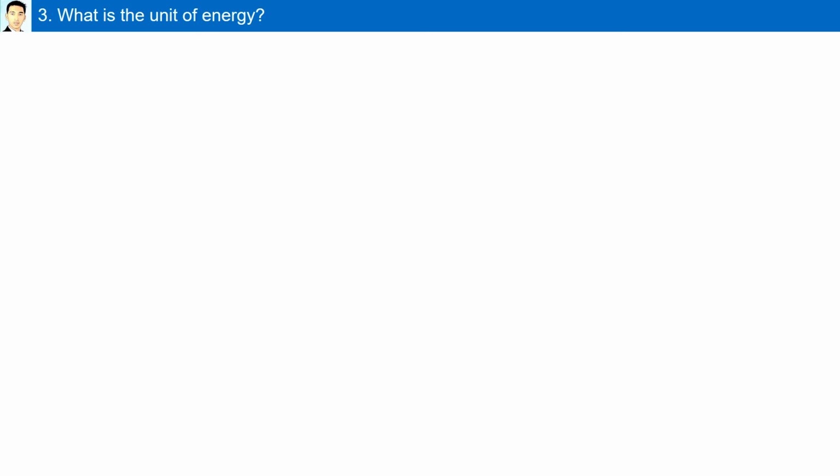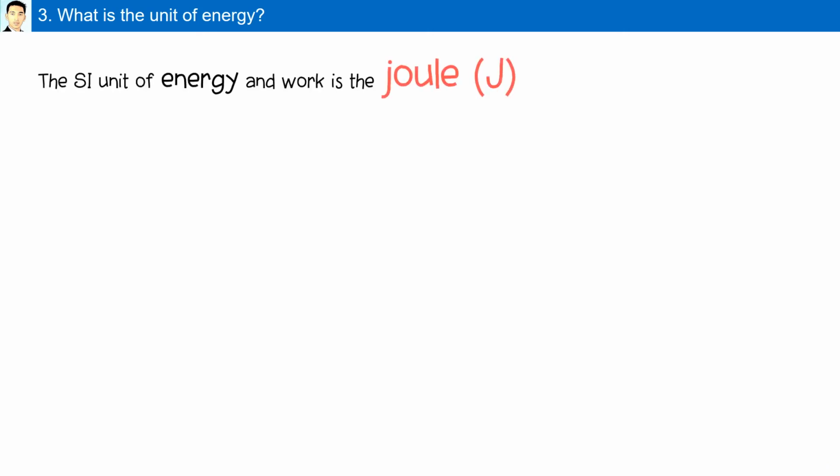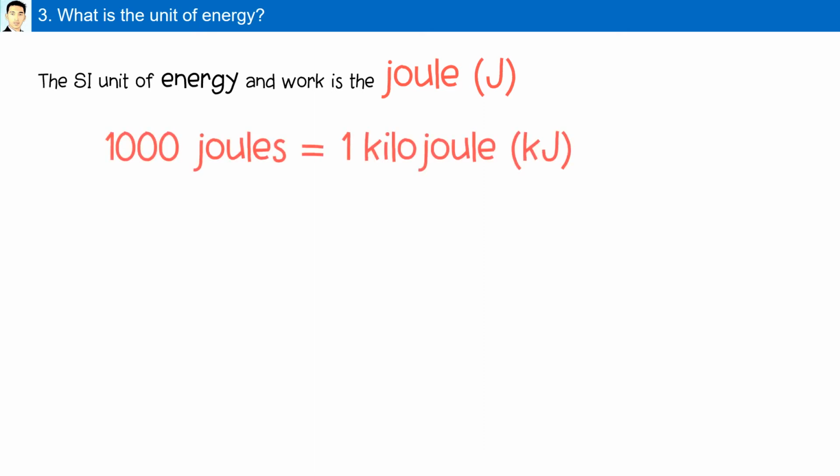What is the unit of energy? The SI unit of energy and work is the joule. 1000 joules is equal to 1 kilojoule.